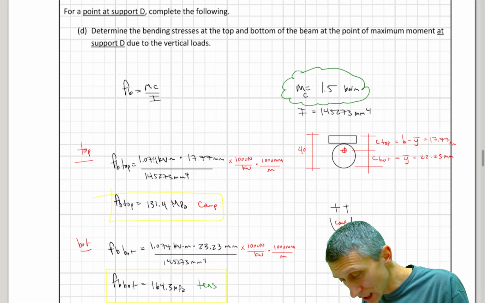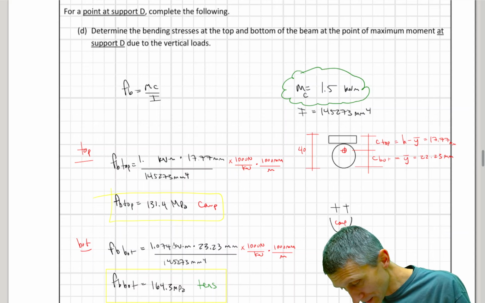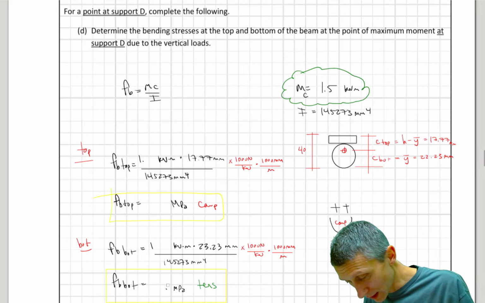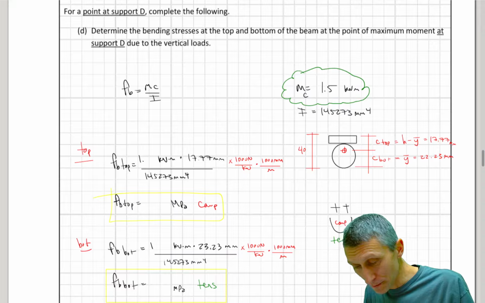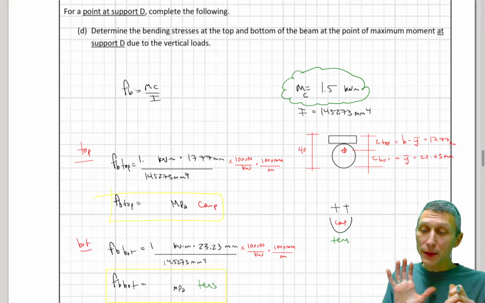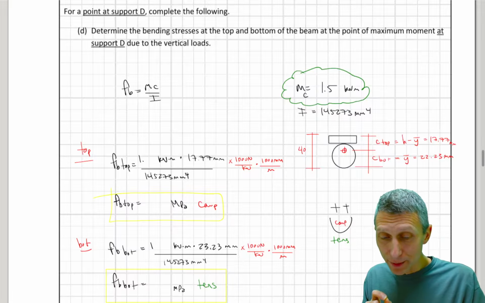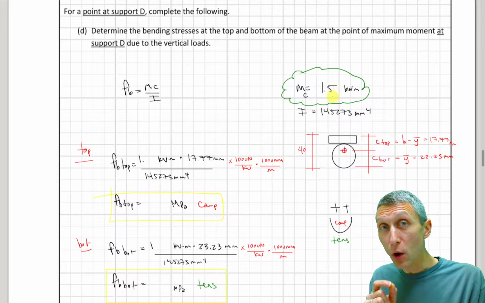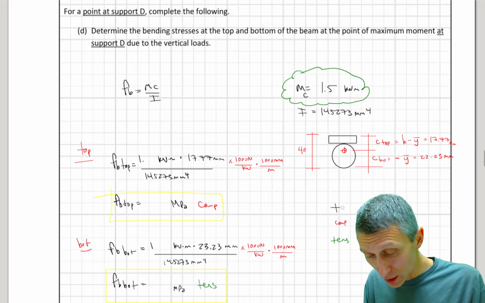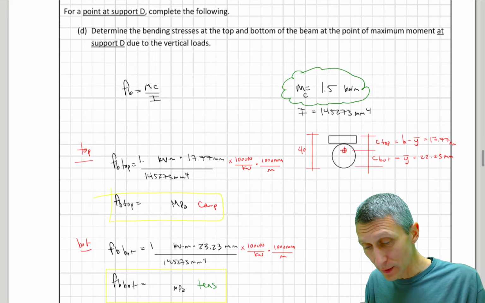So I need to change these values in here. I need to change these values in here. These values are all going to change as well. Okay, so I'm just going to erase a couple things here. But what you see is basically everything's the same except for this moment. Now this moment, mind you, is going to also change because this moment is going to be negative.